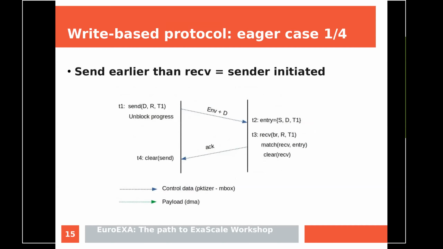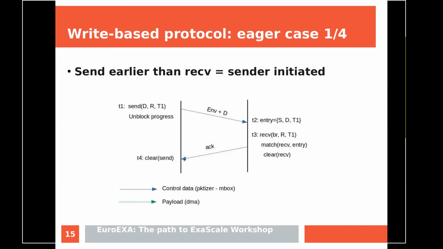Now, maybe I'm going quite fast on the EGR protocol, since we have the same scenarios. The EGR protocol is triggered when the sender needs to send less than or equal to 256 bytes. Again, we have the scenario with the send that is posted earlier than the matching receive. So he sends the envelope with the data through a packetizer. And a small detail here, the receiver needs to send an acknowledgement back.